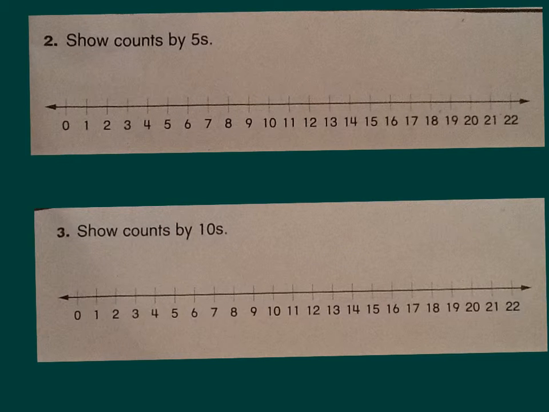Okay, boys and girls, we're ready to move on. Let's take a look at number 2. On this one, we are going to show counts by 5s. That means we need to count 5 every time we do a jump. So let's take a look at this number line right here. First, we know we need to start at 0, and we're going to count 5. So let's go 1, 2, 3, 4, 5. So our first skip is going to go from 0 to 5.